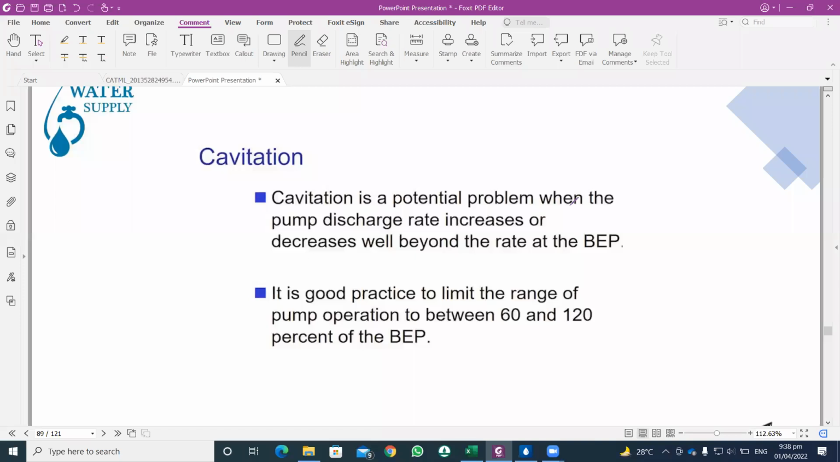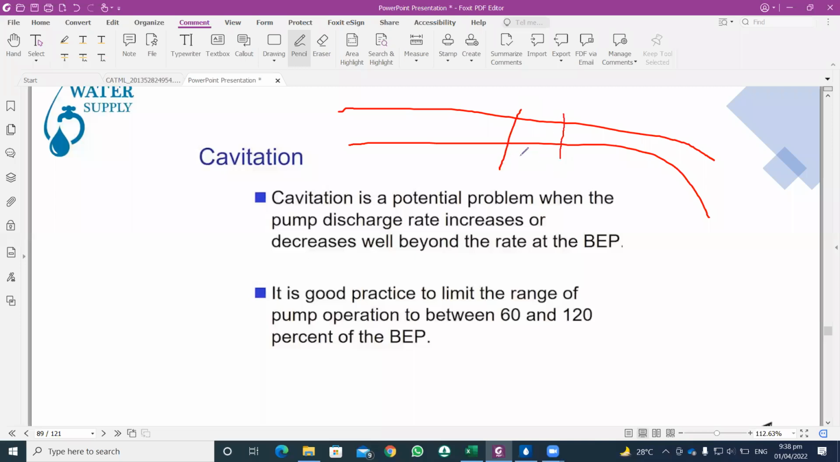So mostly the potential problem is when the pump discharge increases or decreases beyond the rate at the best efficiency point. As I showed you in the different curves, the manufacturer provides the best efficiency point at 60% and similarly 120%. So cavitation mostly occurs when pumps operate at these points. Therefore a pump should be selected to operate at the best efficiency point region to avoid cavitation and also provide the best output power or energy using the input power.